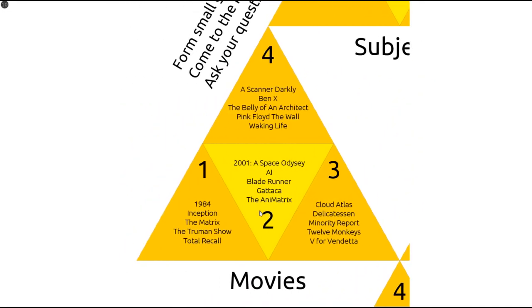The third triangle contains movies. Each of these movies has something to show about the theme it is in. Most of the movies presented here could be figuring in more than one theme, but they are selected with one prominent theme to help you focus on that specific aspect.